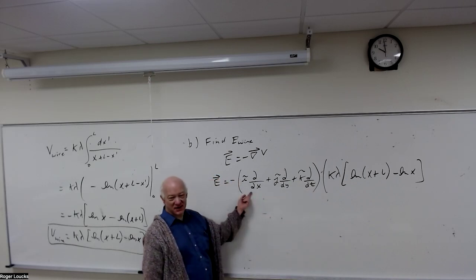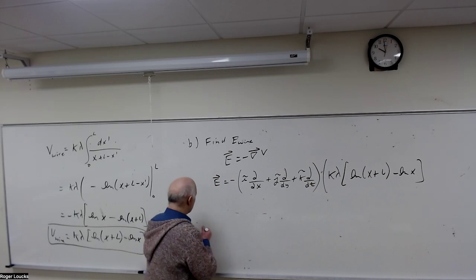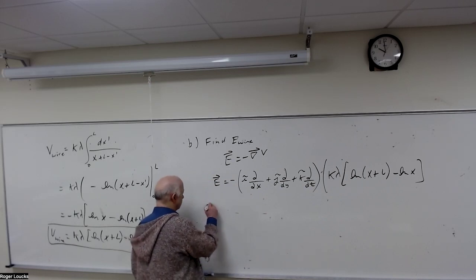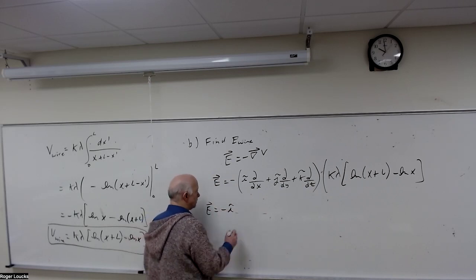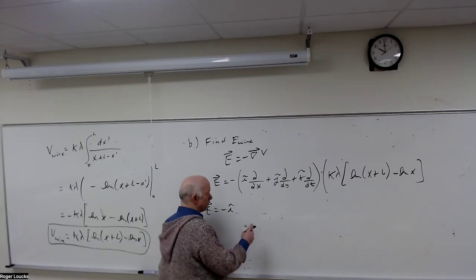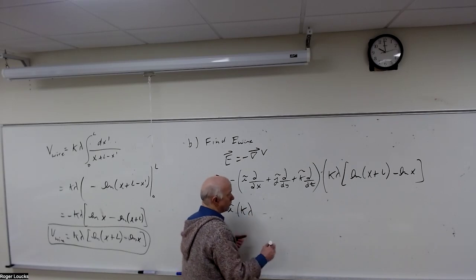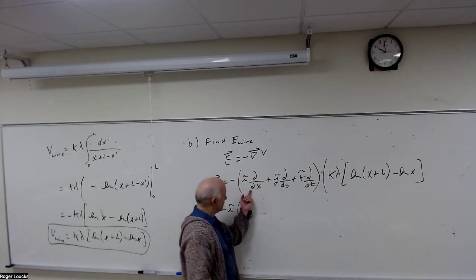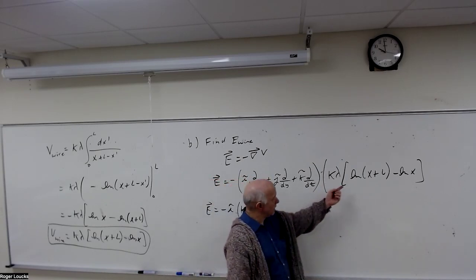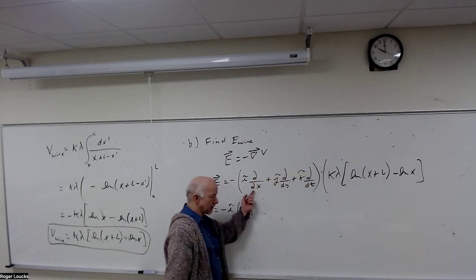But does it contain x? Yes, it does. So what am I left with? I'm left with the electric field is minus i hat. Now, I just have the k lambda coming through. This is a constant here. So what is going to be the derivative of the ln of x plus L with respect to x?